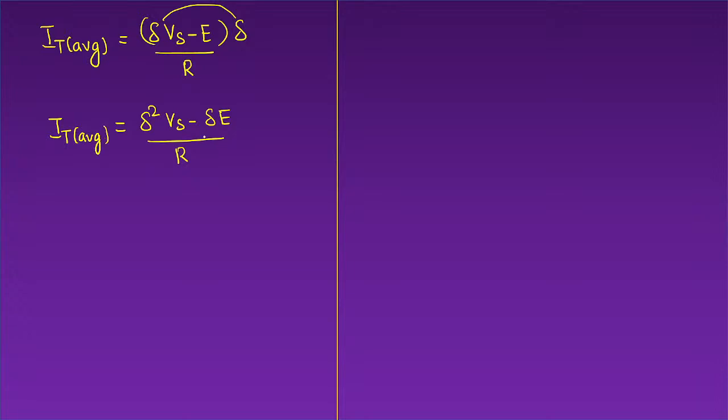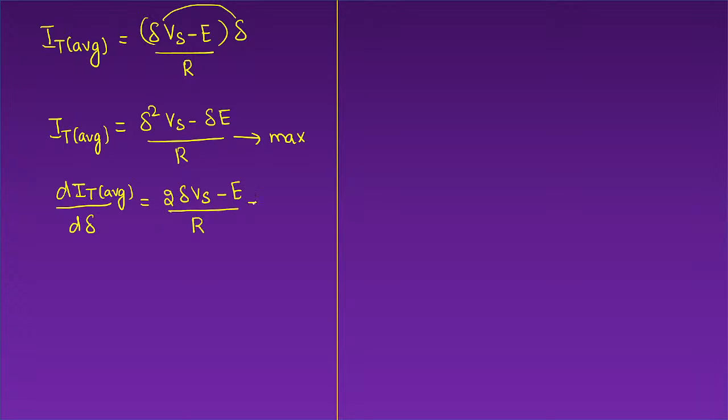Now I just wanted to know at what desirable point, by controlling the value of delta, we can achieve the maximum value of this average current. For that, I am going to differentiate this expression with respect to the controllable parameter, that is our delta. So it will give you 2 times delta into Vs minus E. Delta will become constant when differentiating with respect to delta, so it becomes 1 divided by R.